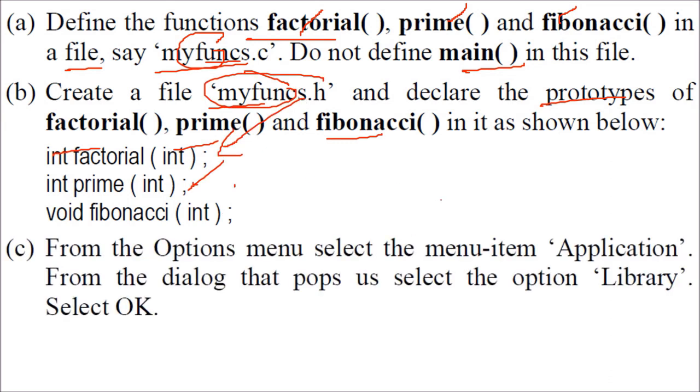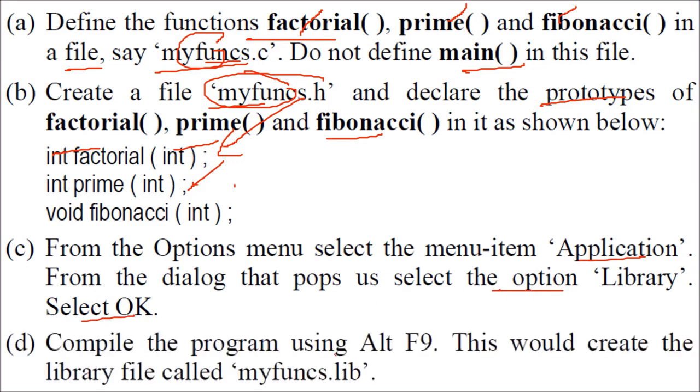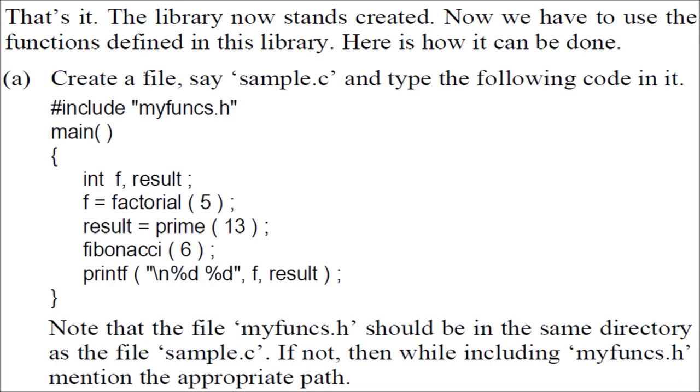And in Turbo C, we have the options menu. Select the menu item application, and if you find the pop-up dialog that says library, just select OK. Compile the program. You will create myfuncs.lib. This .c and .h combined are converted into myfuncs.lib. That's it. That's what you have to do. This will do the job. Now, how are you going to use it?